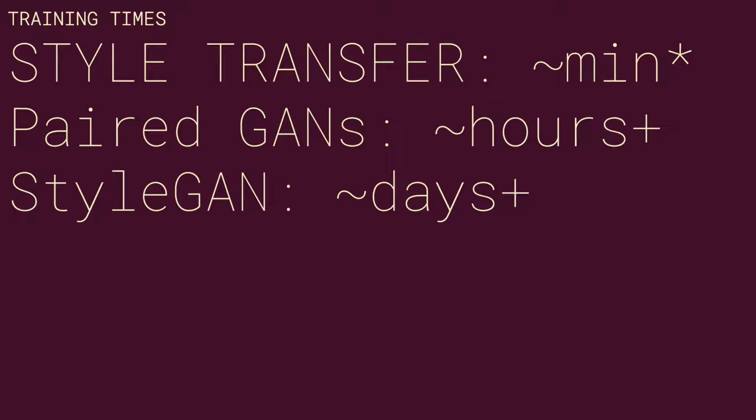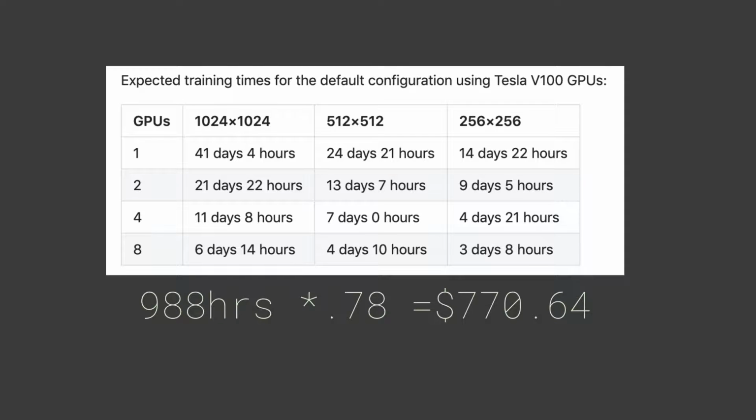it takes up to days or months. This is StyleGAN. This comes from the official repo. This is how long they expect training to take. So if you're on one GPU, you don't need to know what that is, but basically that's one Paperspace server, and you want to do 1024 by 1024. It's going to take 41 days and 4 hours to train it. Paperspace charges 78 cents an hour. So if you convert 41 days and 4 hours to hours, that's 988 hours. So at 78 cents an hour, it's going to cost you that much money.